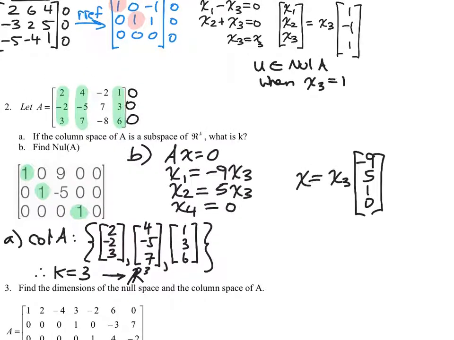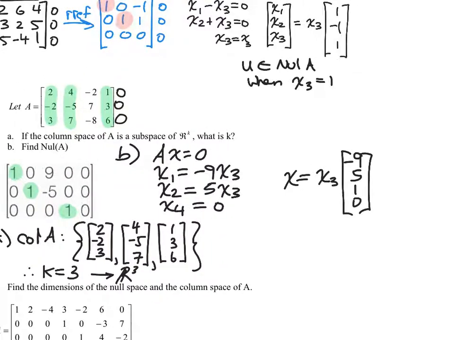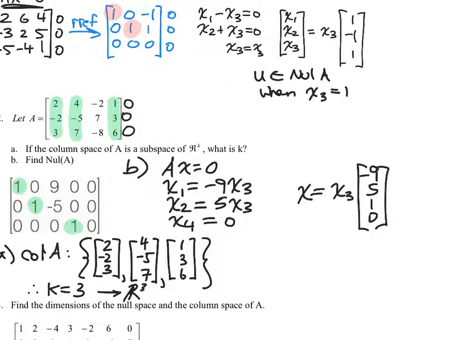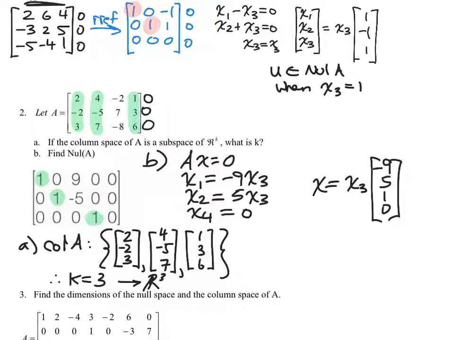All right, and so that is my null space. And that's probably the best way to do it. Now, I just want to highlight something for you. We were indirectly finding these values all along.